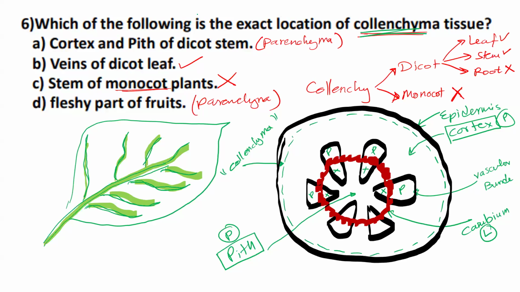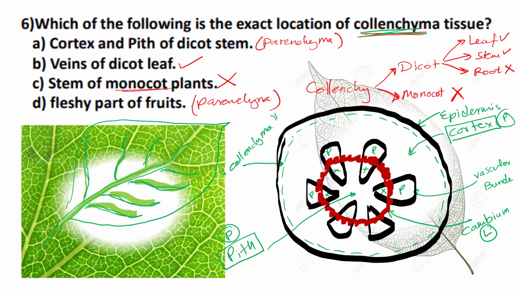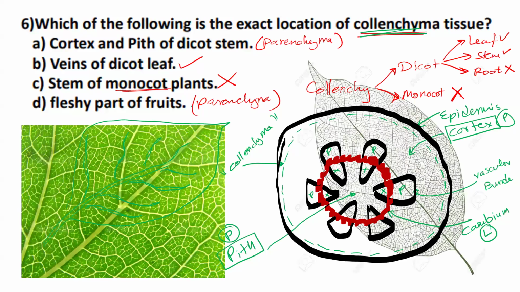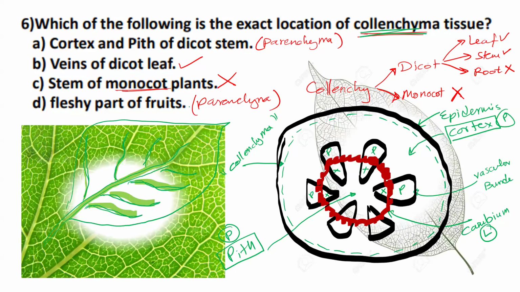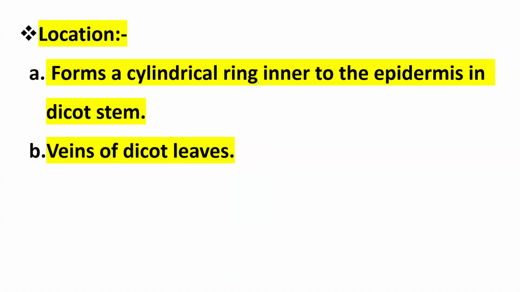Are you all clear? Any doubts or any problems? Yes, shall we move on? The leaf vein contains, that's why I put this picture, collenchyma. Here it forms the cylindrical ring inner to the epidermis in the dicot stem, and in the veins of the dicot leaf. Those are the two locations of collenchyma.